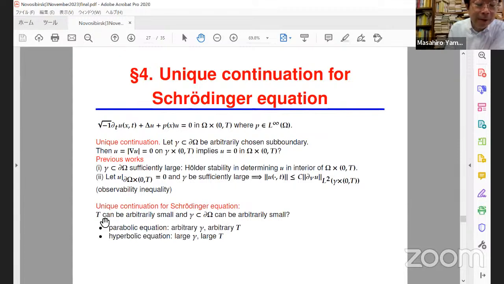Then already for the Schrödinger equation, capital T can be arbitrarily small. Just for your reference: for the parabolic equation, unique continuation holds with arbitrary gamma and arbitrary T. For the hyperbolic equation, there is some geometric constraint on gamma, and by the finiteness of the propagation speed, capital T is assumed sufficiently large. The Schrödinger case for unique continuation is intermediate between these. This is the Schrödinger equation under consideration.